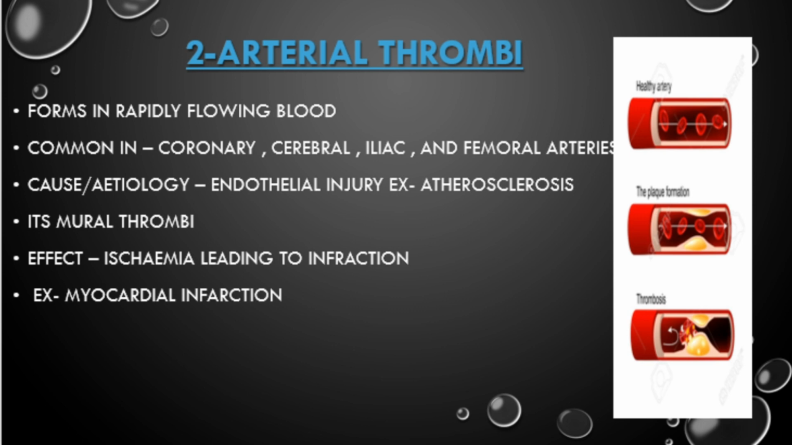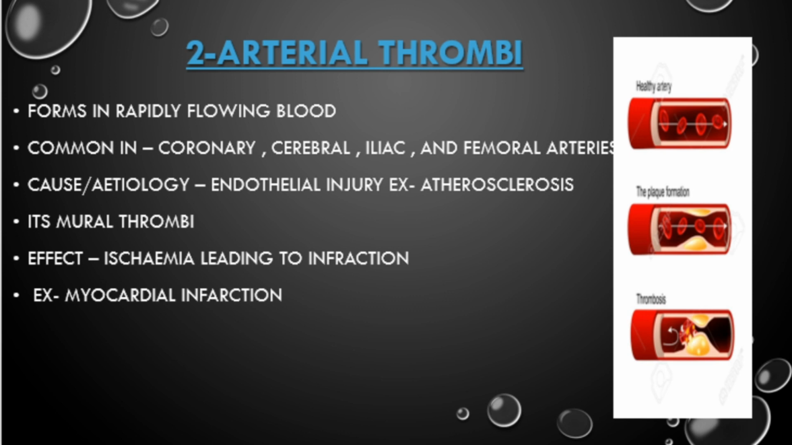Okay, so arterial thrombi form in rapidly flowing blood. Common sites of formation of arterial thrombi, then the cause is endothelial injury. It is of mural type, that is it does not occlude the whole lumen of the blood vessel. Okay, then the effect is ischemia, which leads to infarction.